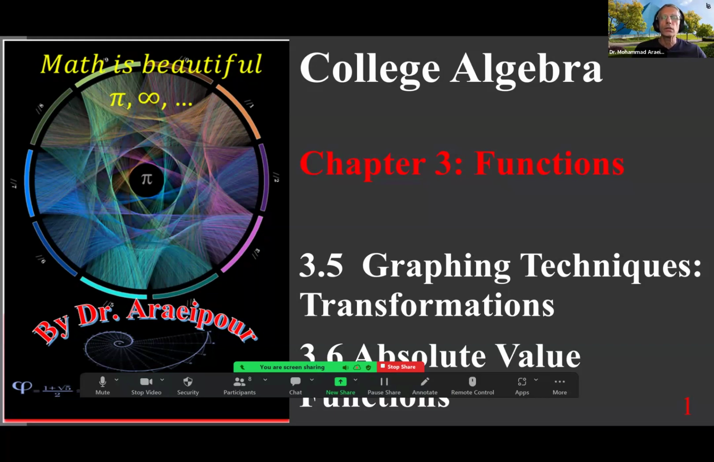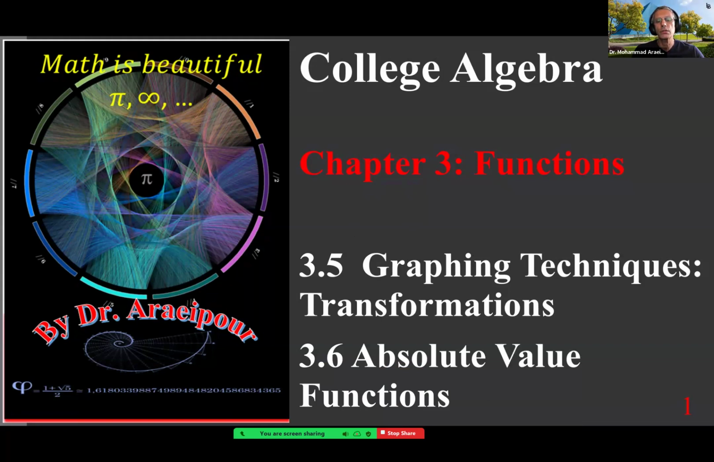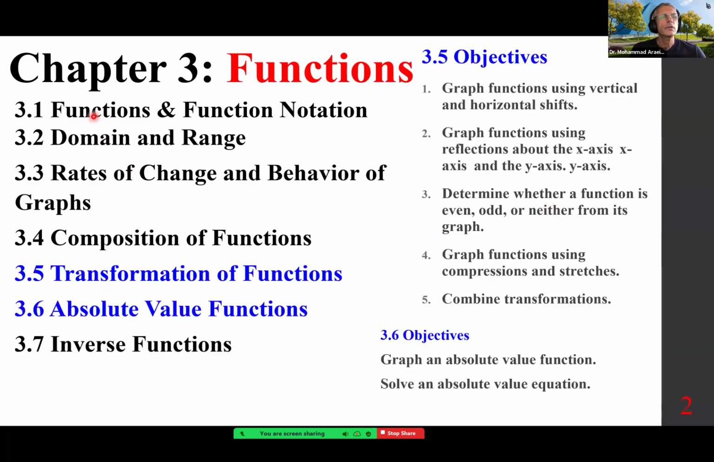Good evening, class. We are looking at chapter 3, Functions: section 3.5, graphing techniques and transformations, and section 3.6, absolute value functions. So we covered sections 3.1 through 3.4: functions, function notation, domain and range, rates of change and behavior of graphs, and composition of functions. Now we're going to look at transformation of functions and absolute value functions.